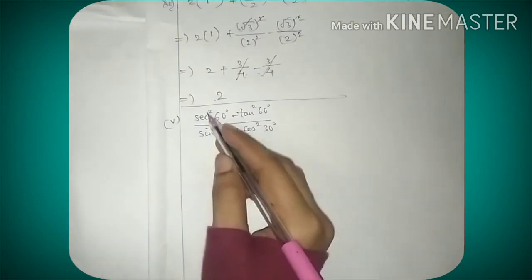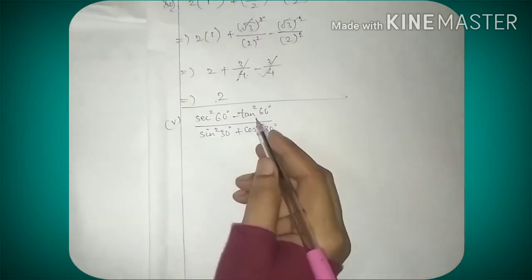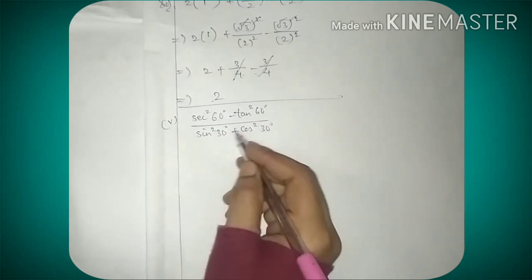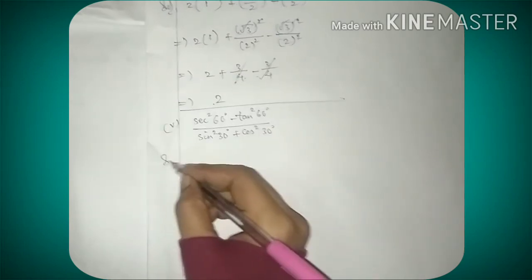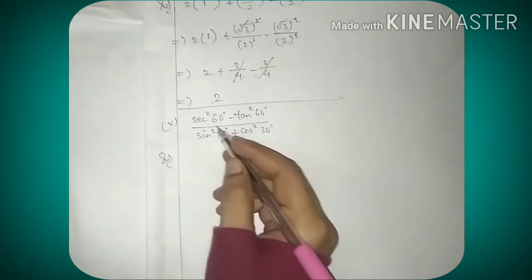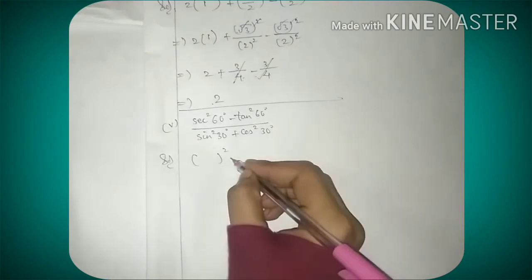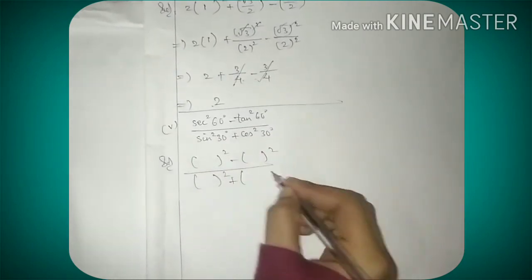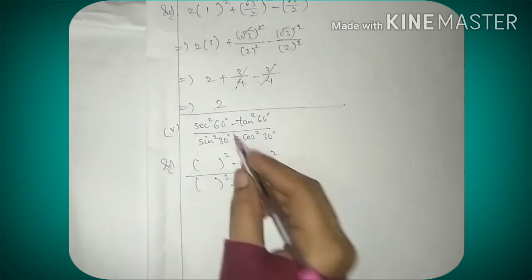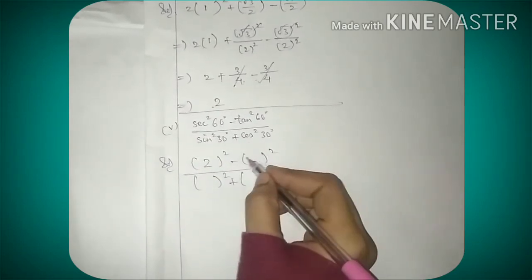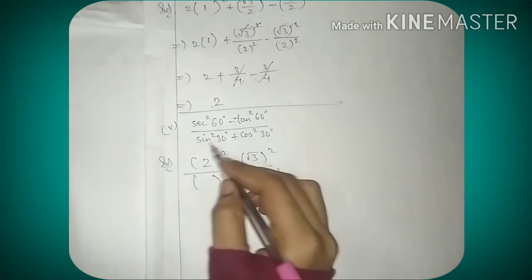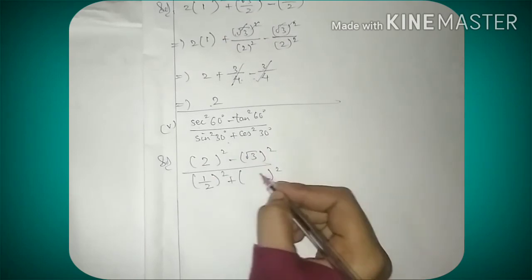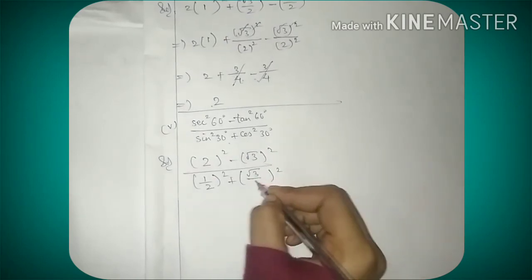Now our last problem, secant square 60 degrees minus tan square 60, sin square 30 degrees plus cos square 30. Now we have to substitute the values. Whole square we will write, minus whole square we will write, this also whole square we will write, plus whole square. Secant 60 value we are having 2, tan 60 is root 3, and then sin 30 is 1 by 2, and cos 30 is root 3 by 2.